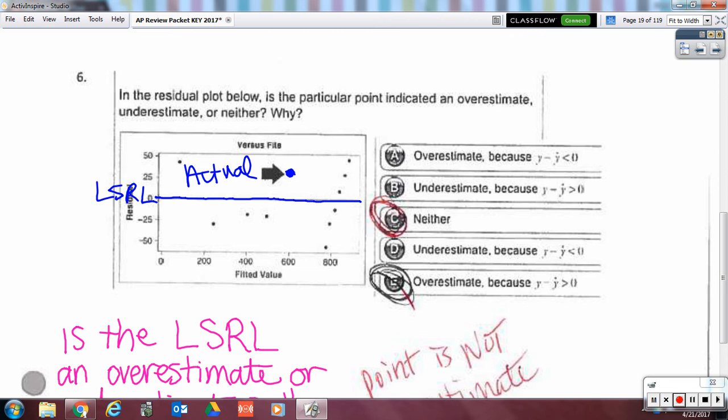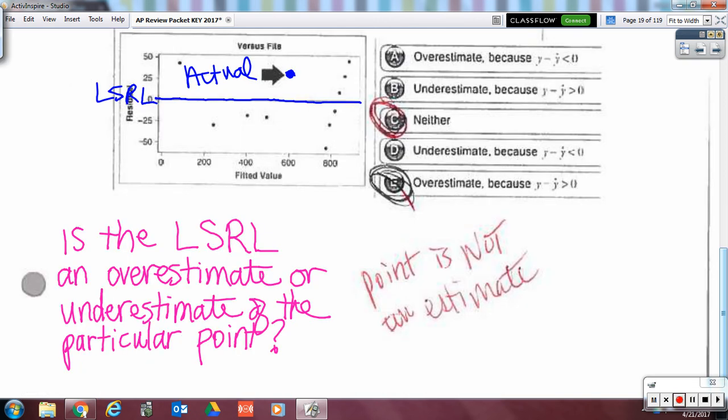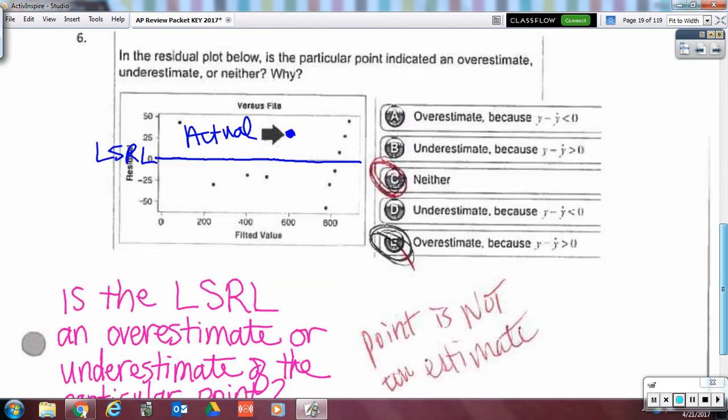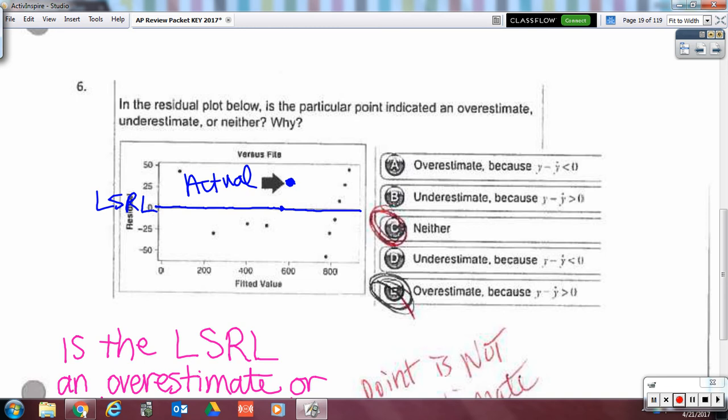Here's the way this question could have been worded to have given you an actual answer. Is the least squares regression line an overestimate or an underestimate of that particular point? So that's my question for you. Is the least squares regression line an overestimate or underestimate of that particular point? And what do you say? This is an underestimate of what actually occurred.